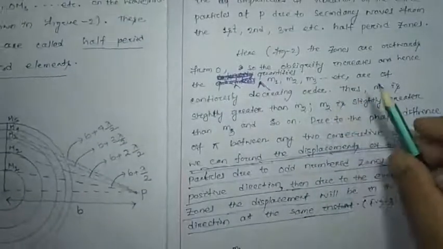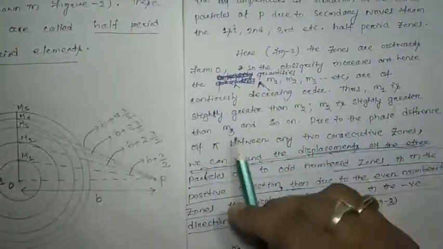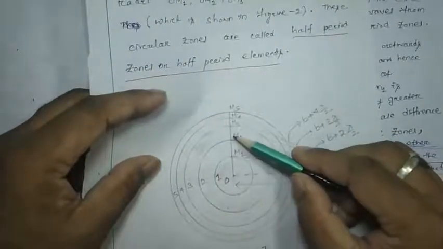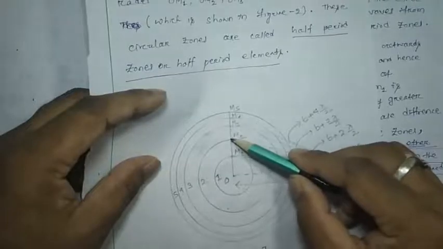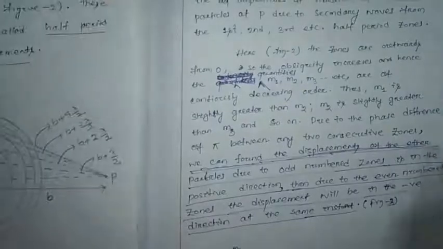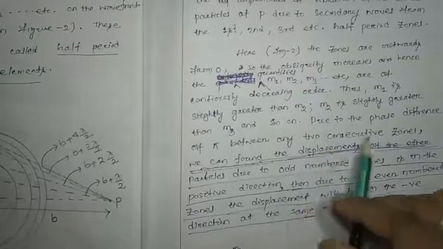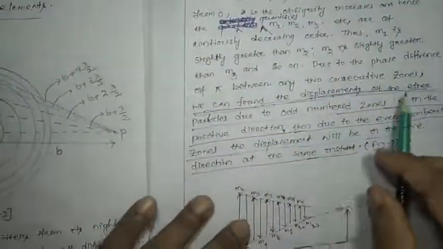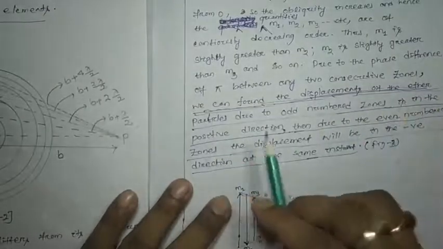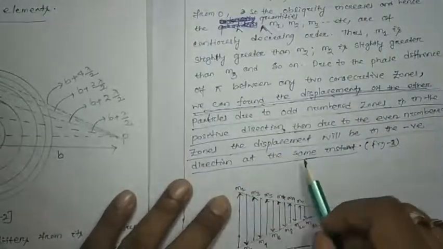So M1 is slightly greater than M2, and M2 is slightly greater than M3. That means the intensity coming from M1 is slightly greater than the intensity of M2, which comes from the second half period zone, and so on. And due to the phase difference of pi between two consecutive zones, the displacement of the ether particle due to an odd numbered zone is in the positive direction, while due to an even numbered zone, the displacement is in the negative direction at the same instant.